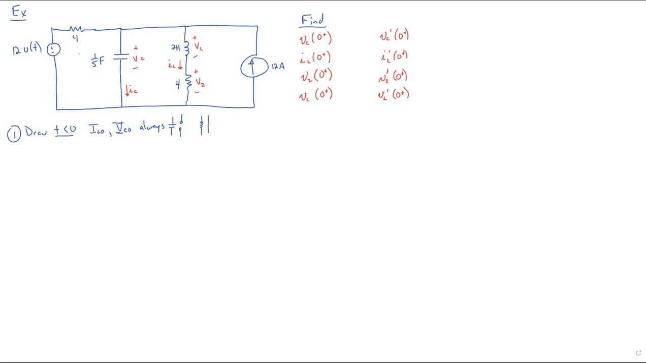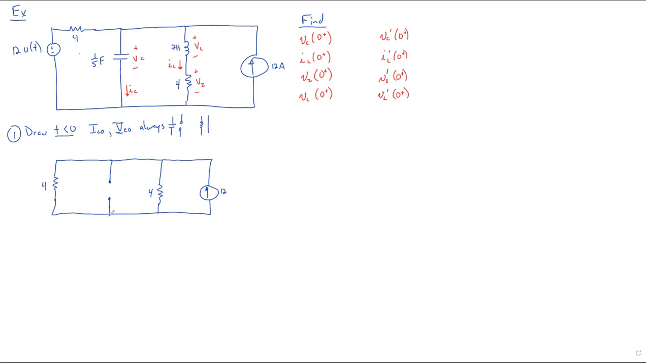So now we'll draw it for time less than 0. In that region, this step function is not on, so it looks like a short. And I'm going to move that 4 ohm down just for a little symmetry here. Since we're in DC steady state, our 1/5 farad capacitor becomes an open. Our inductor becomes a short. That 12 amp source is still on and pumping 12 amps, 12 coulombs every second up through that wire.